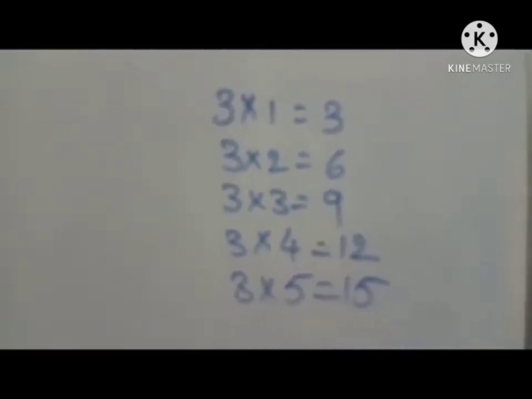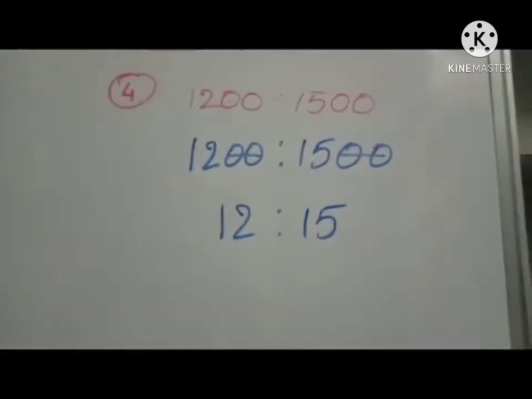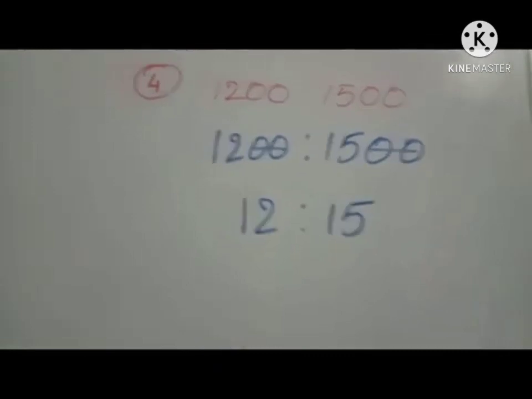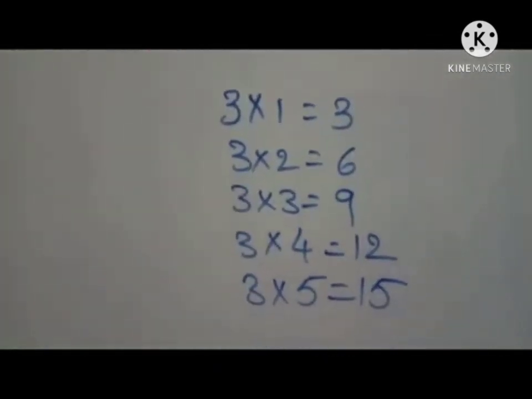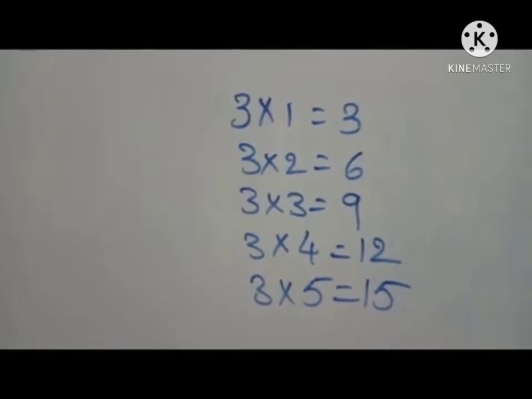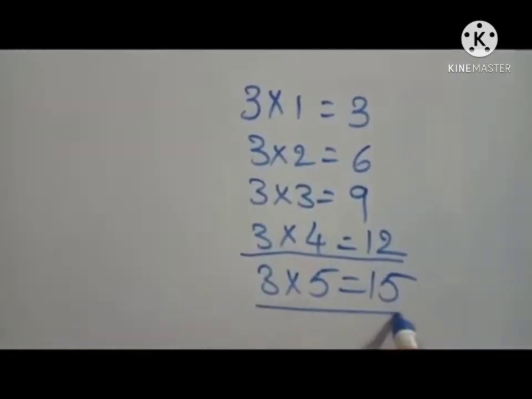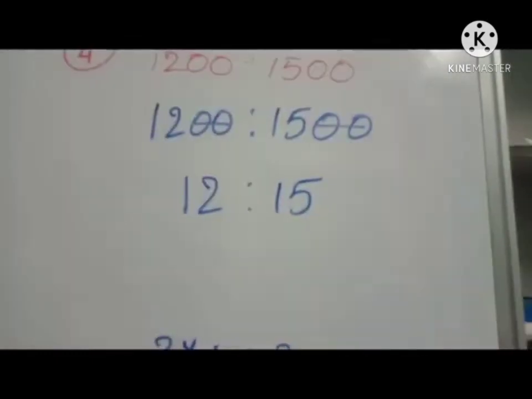Up to 5 I wrote here. Here see Nana. What are the numbers here? 12 is to 15 is the number. Are 12 and 15 there in the 3 table or not? See and tell. Yes, very good. 3 fours are 12. 3 fives are 15. Here what do we have to write?